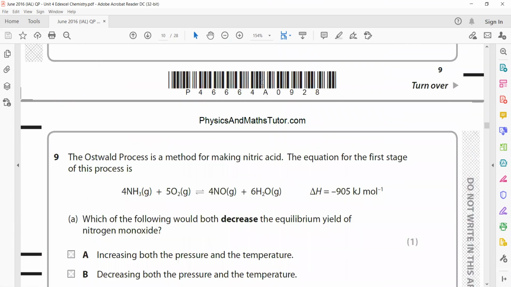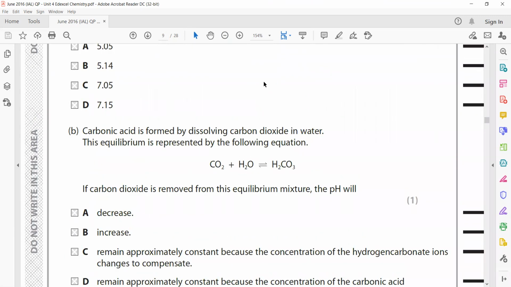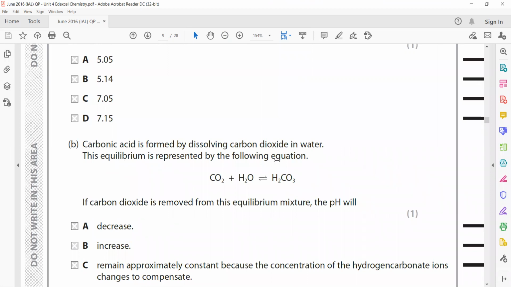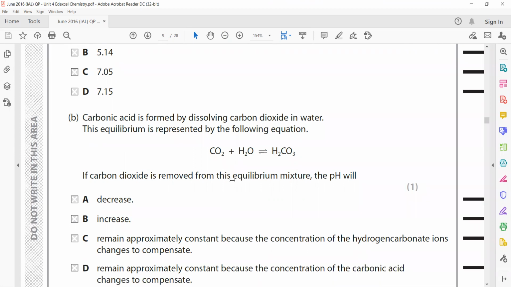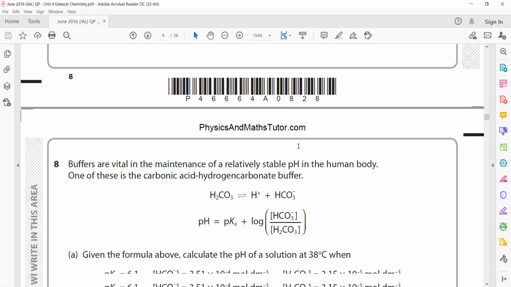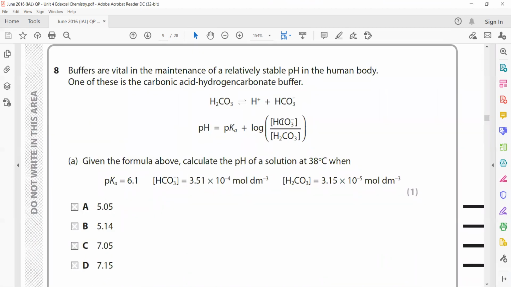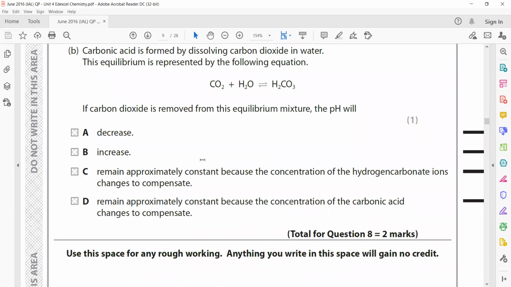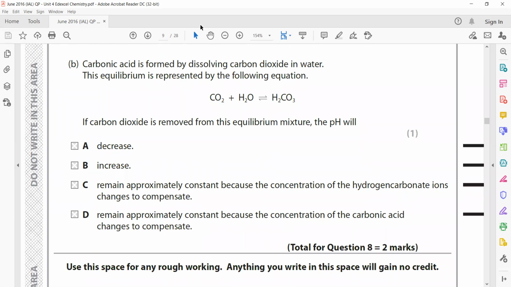And about this question about carbonic acid, as you can see, carbonic acid is formed by dissolving carbon dioxide in water, and this equilibrium is represented by the following equation. If the carbon dioxide is removed from the equilibrium mixture, the amount of carbonic acid will decrease. As the amount of carbonic acid decreases, the concentration of the carbonic acid will decrease. So the amount of hydrogen ion in the solution will also decrease, which will increase the pH. That's why B was the right answer.